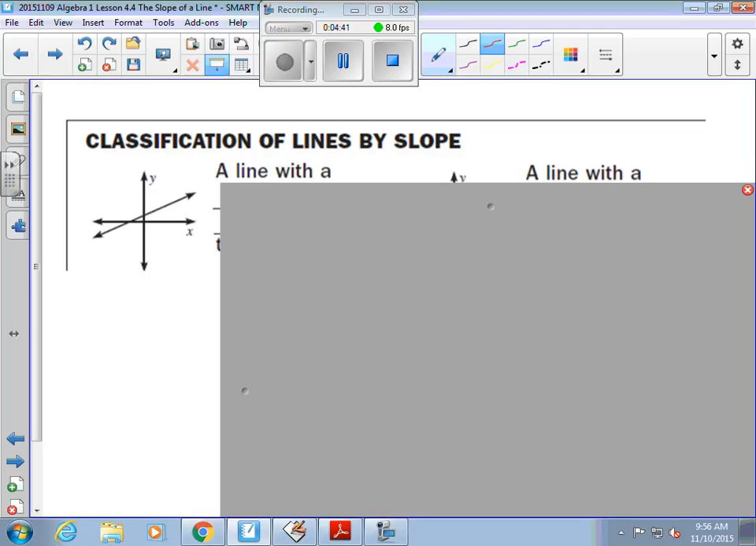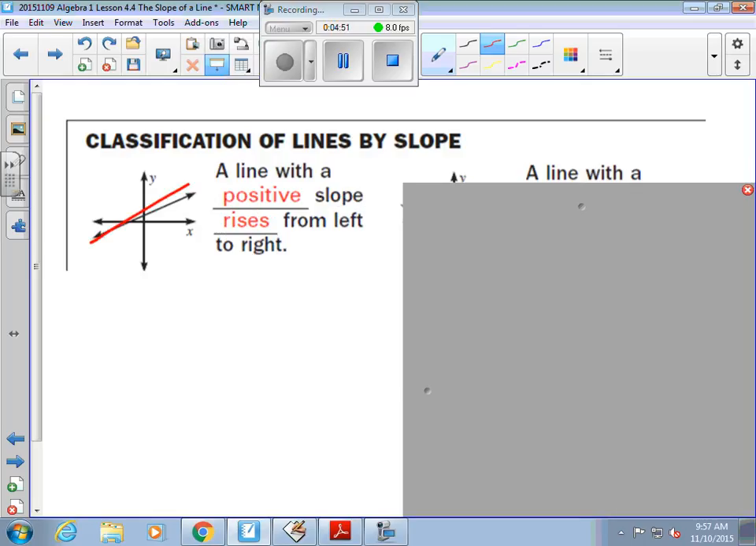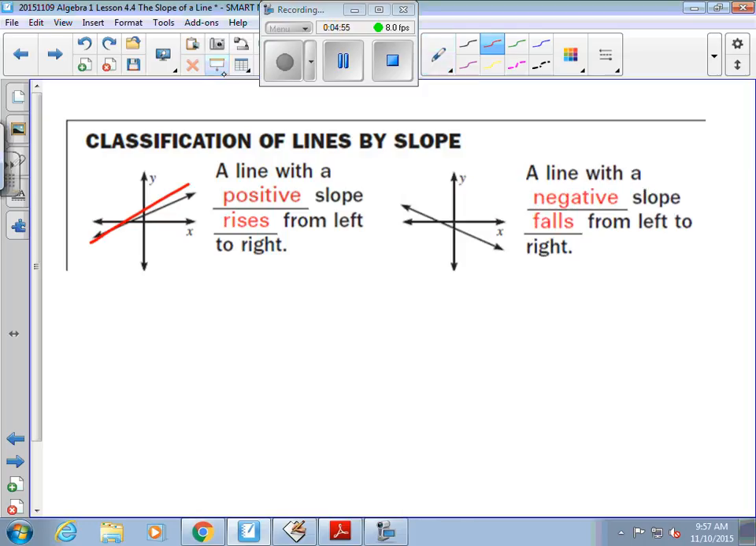Okay, then we talked about this just a minute ago, classifying lines by their slope. If the ramp is going uphill, like this one's going uphill, that's a positive slope. It is rising from left to right. If a line is going downhill, it is negative. It is falling. So if you see that term rise or fall, it is not necessarily talking about the top number in the slope, up or down.